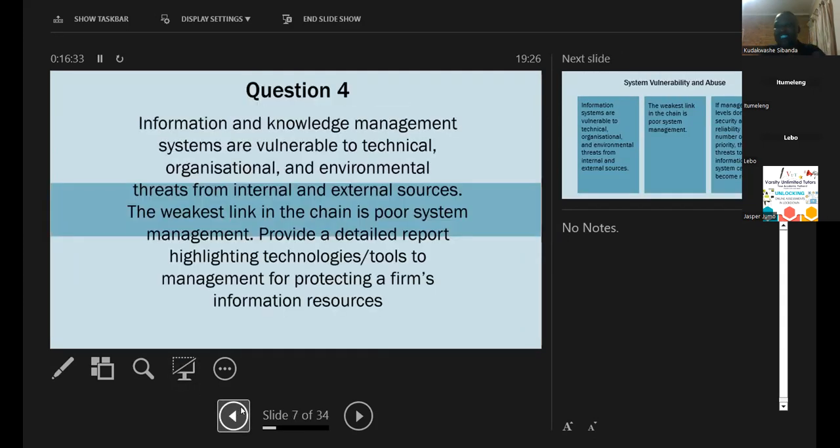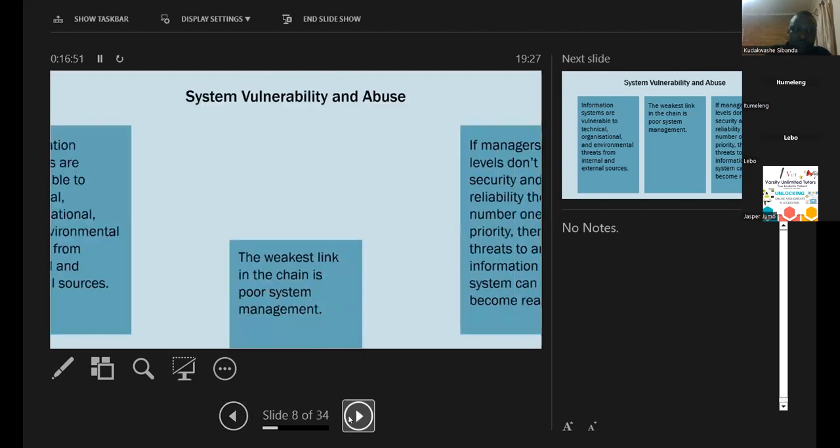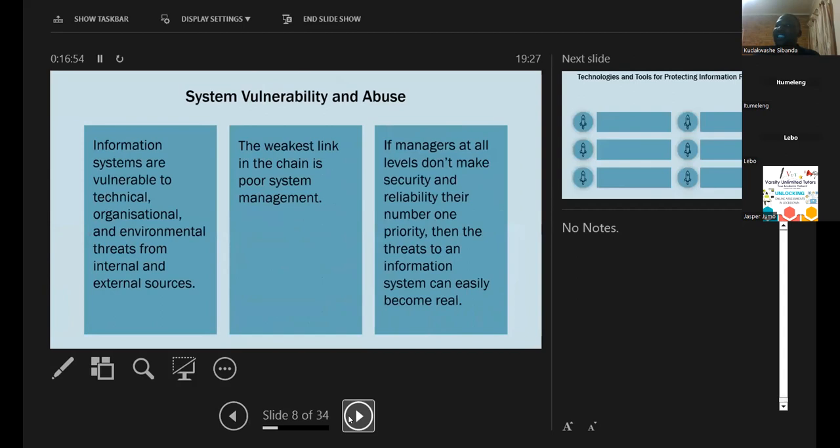The good part about this course is your lecturers are going to ask you stuff that is within the study guide. So you really need to understand your study guide. We're going to cover each and every unit in this course and give examples pertaining to that unit. So now let's first define what system vulnerability is. Why would we need to protect information systems? Information systems are vulnerable to technical, organizational, or environmental threats. These threats can be internal, within the organization, or external, coming from someone, maybe a hacker.